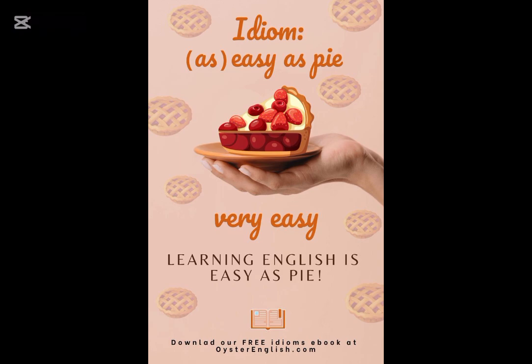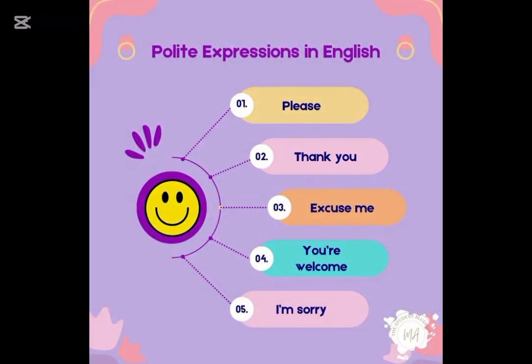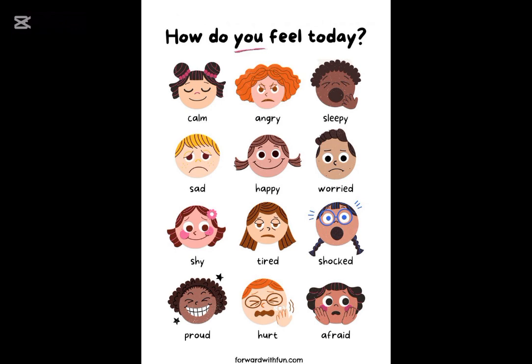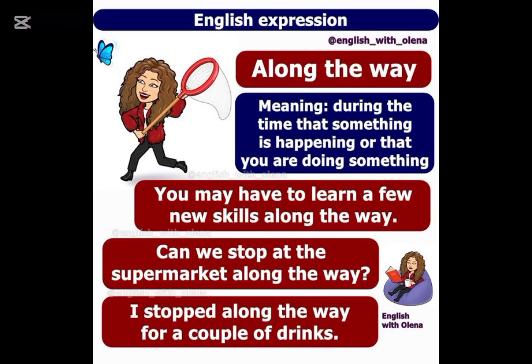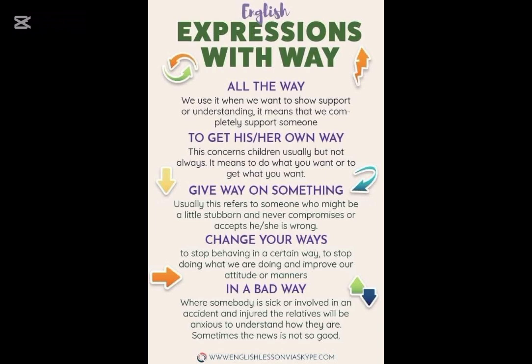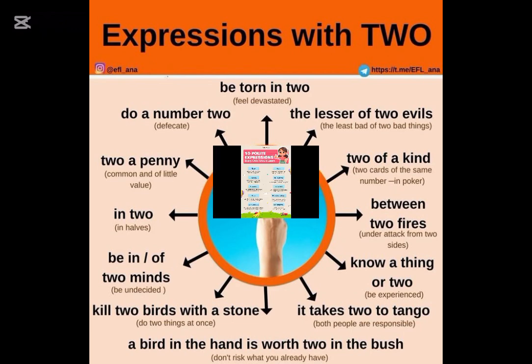Now let's talk about fixed expressions. A fixed expression is a phrase that always stays the same and is used as a whole unit. These expressions have clear meanings, but the words cannot be changed or rearranged. For example, phrases like "by the way," "as a matter of fact," and "to be honest" are fixed expressions. We learn them as complete phrases, not as separate words.